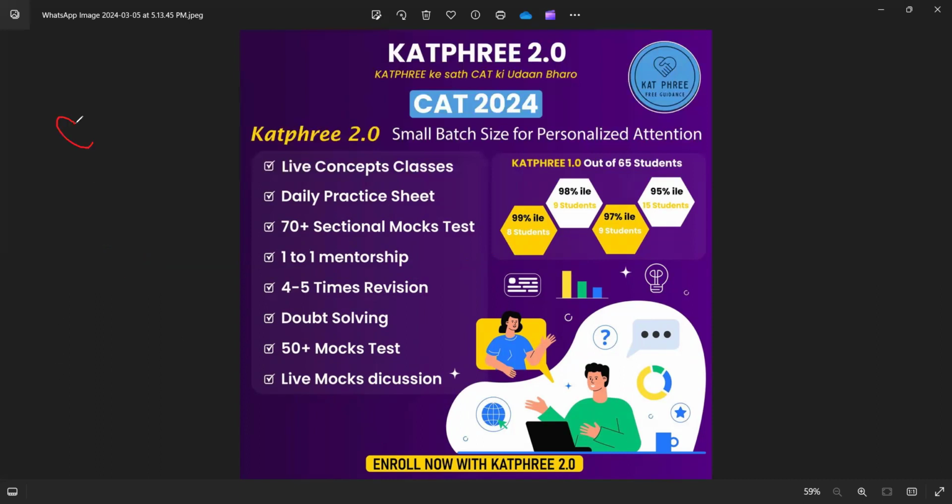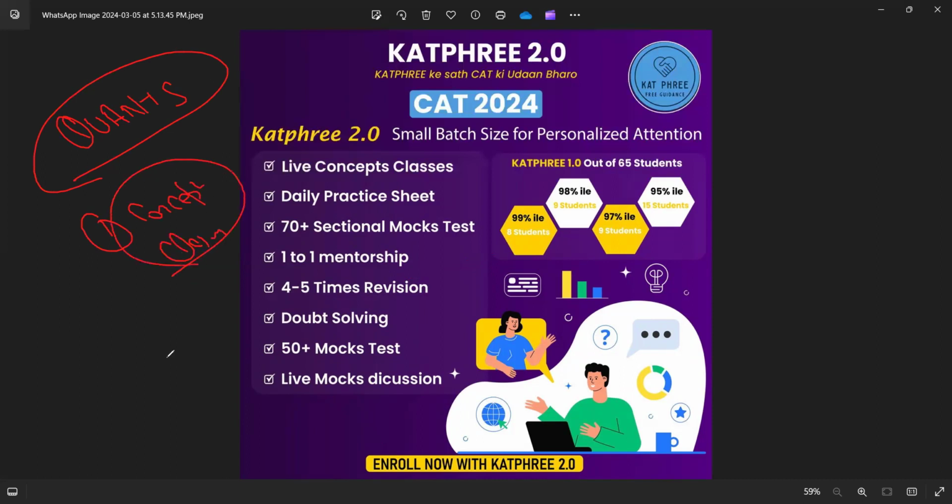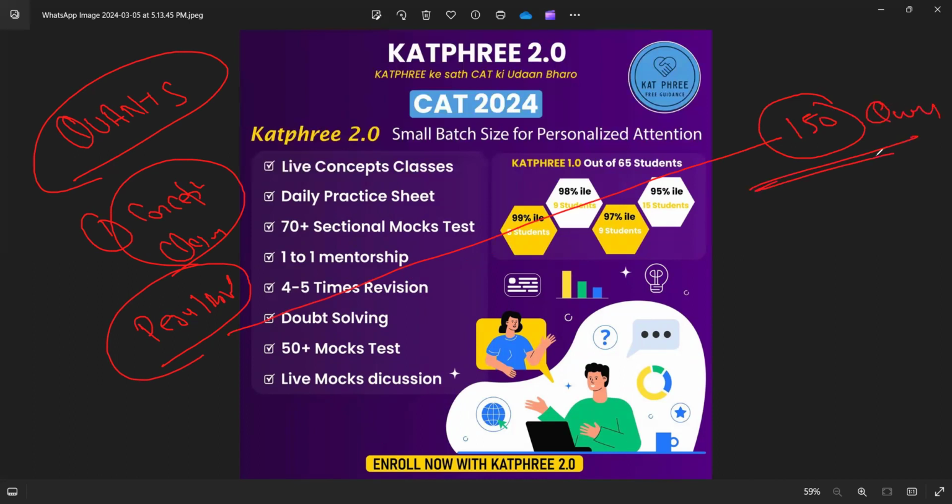Now, next is quants. For this, first concept classes would be taken. For example, let's suppose percentage, profit and loss, right? So first the concept classes will be taken for that, in which all the explanation, what method you can use to reduce your calculation, would be done, right? After that, you will be provided with a 150 question sheet for this particular chapter, right?